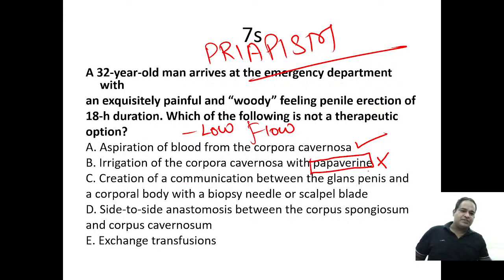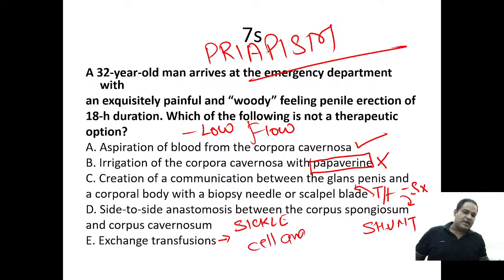Now this is a preferred surgical treatment. We are trying to do shunting of the blood. Exchange transfusion: if, for example, your patient has sickle cell anemia, we perform exchange transfusion. I believe again this was a difficult question.